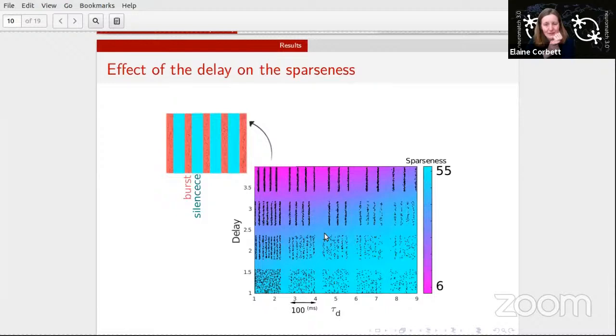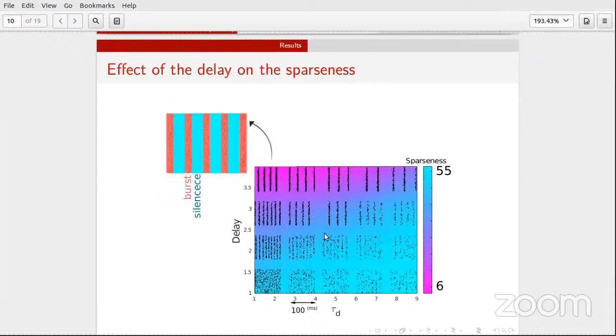Another important feature of the networks is sparseness based on our definition.